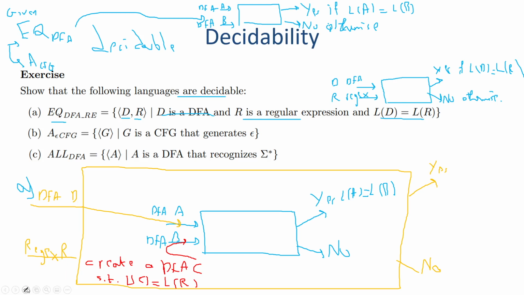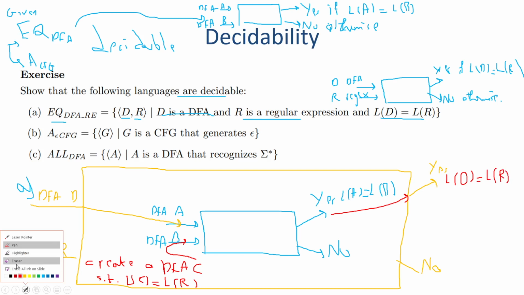That means the language of A equals the language of B. But the language of A is D, and the language of C is equivalent to the language of R. So that means yes, the language of D equals the language of R. Do you see that? One more time. I'm taking as input D and R.